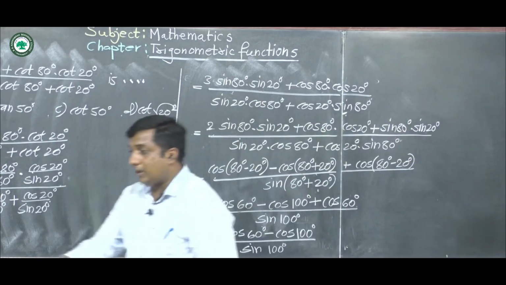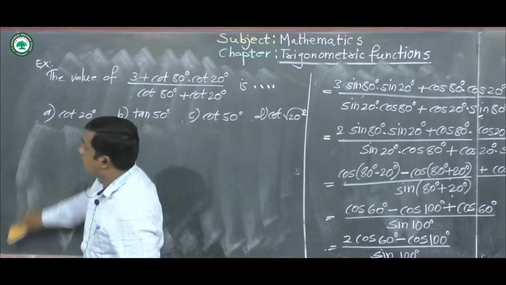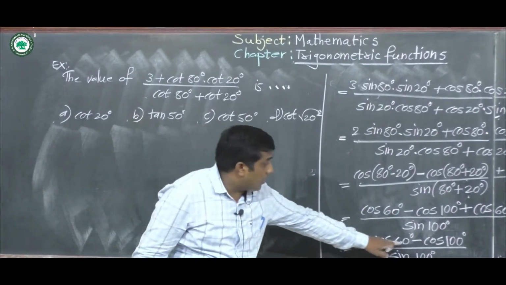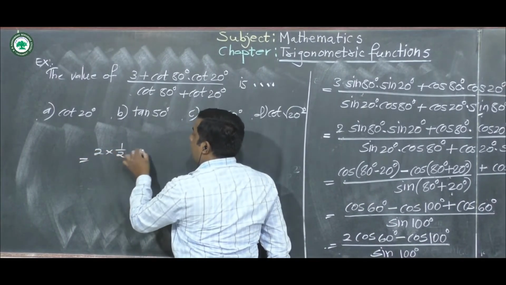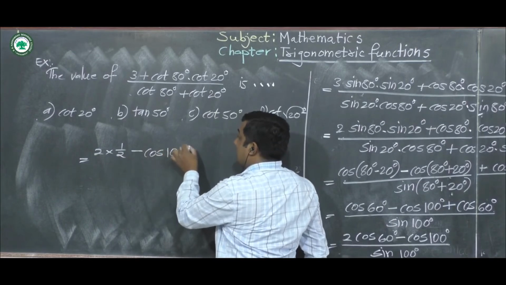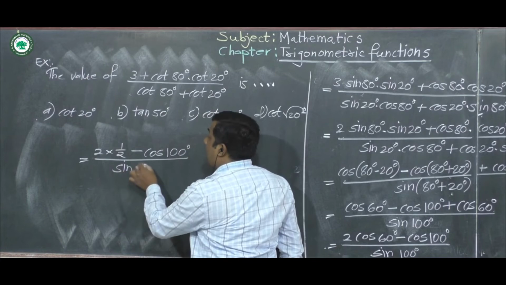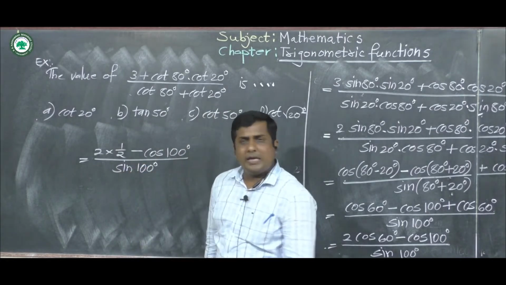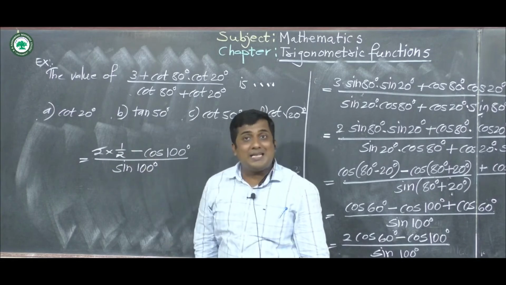So here we go with our next step. We know cos 60 degree is 1 upon 2, so this is equal to 2 into 1 upon 2, then cos of 100 degree as it is, and this whole divided by sine of 100 degree. Here 2 and 2 cancel, and only 1 minus cos 100 degree remains.